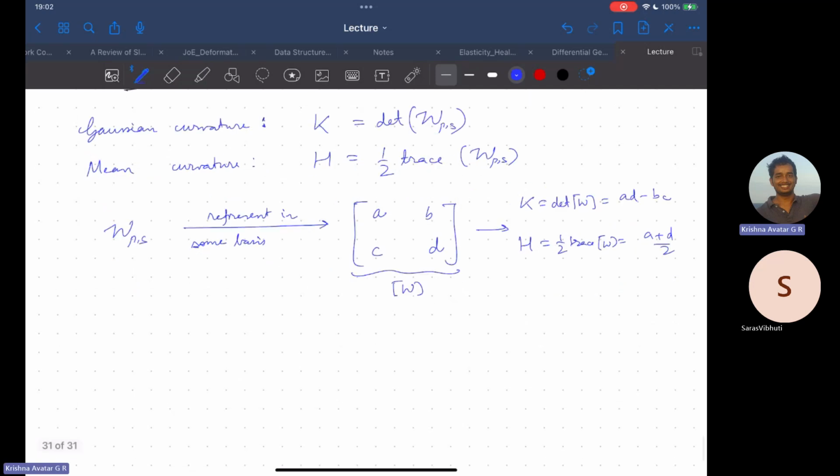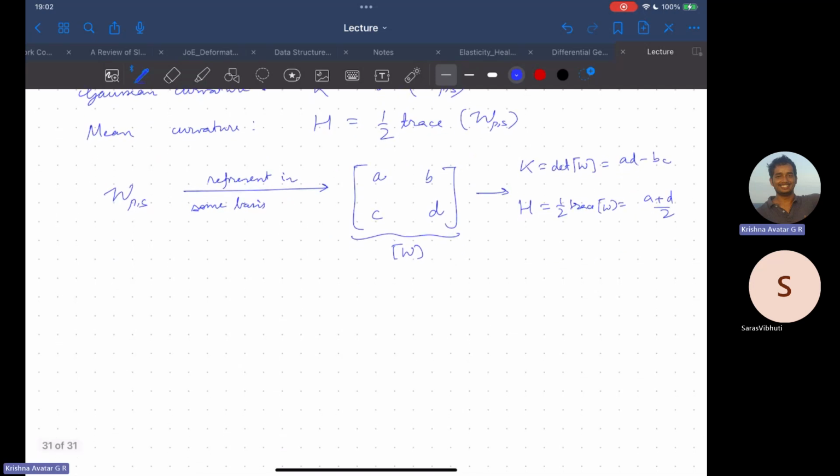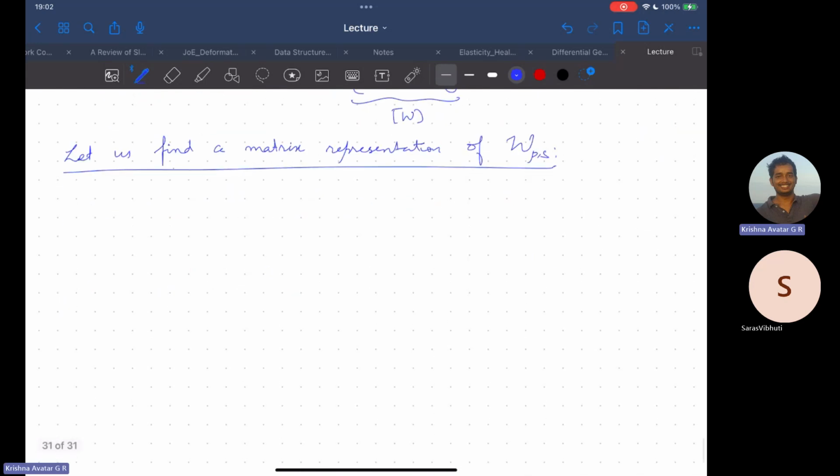Right. So now we know. So we were able to define this. Now let us find a matrix representation of W_{p,S}. That's what we are going to look at now.